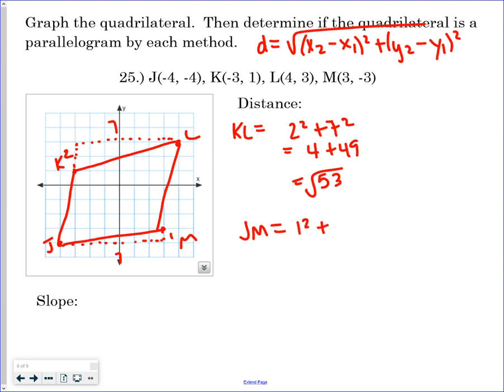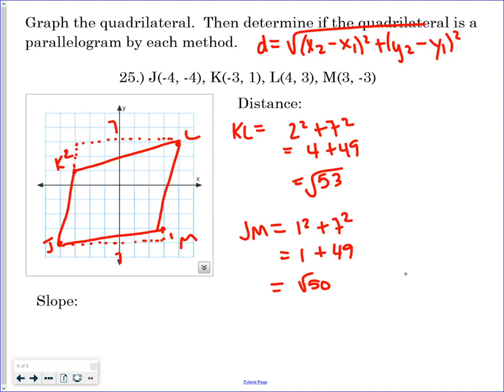So 1 squared and 7 squared. Obviously 1 squared is 1, 7 squared is 49, so I get square root of 50. Is square root of 50 and square root of 53 the same? No. So we could technically stop, right? Did anybody do the distance formula and not get those? And you need me to show you?